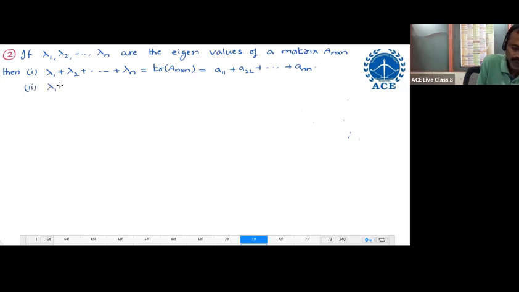Next, product of eigenvalues. Lambda 1 into lambda 2 into and so on into lambda n equal to determinant of A, n cross n. Product of eigenvalues is determinant of A. Next, third bit.